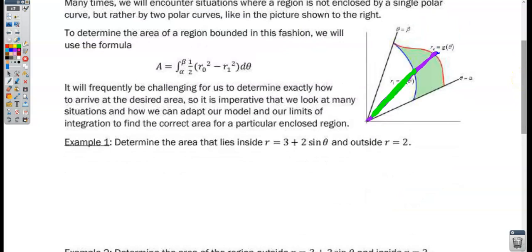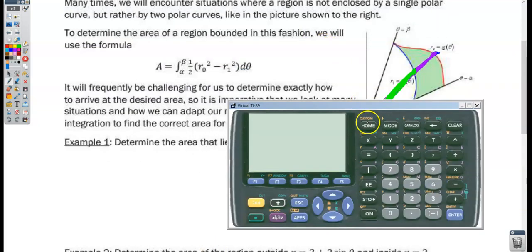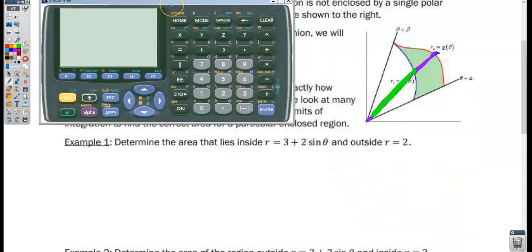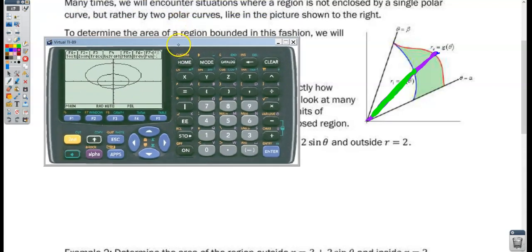We're going to look at example 1. In example 1, we're trying to find the area that lies inside r equals 3 plus 2 sine of theta and outside r equals 2. And I've already graphed that region on here. I've graphed it from 0 to 2 pi on the grid from -6 to 6 in both directions.